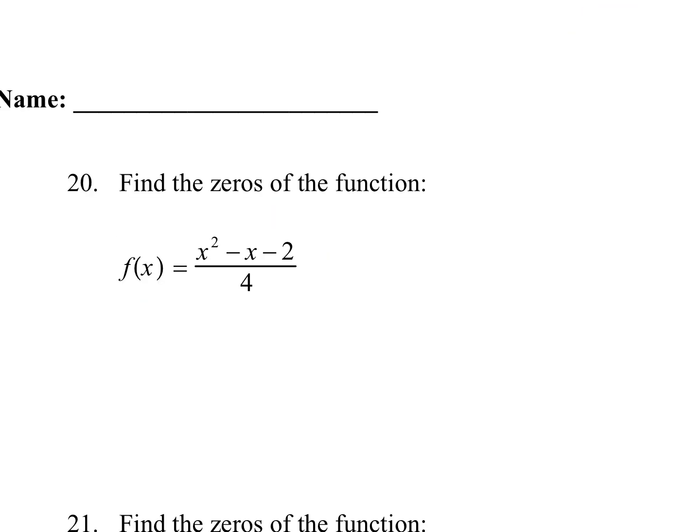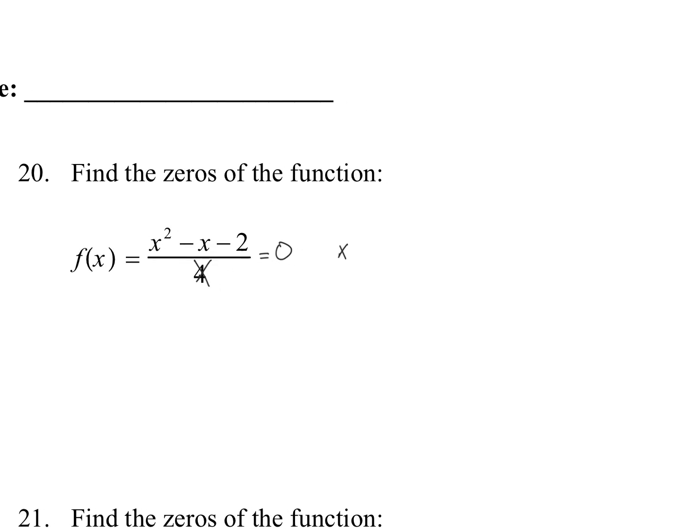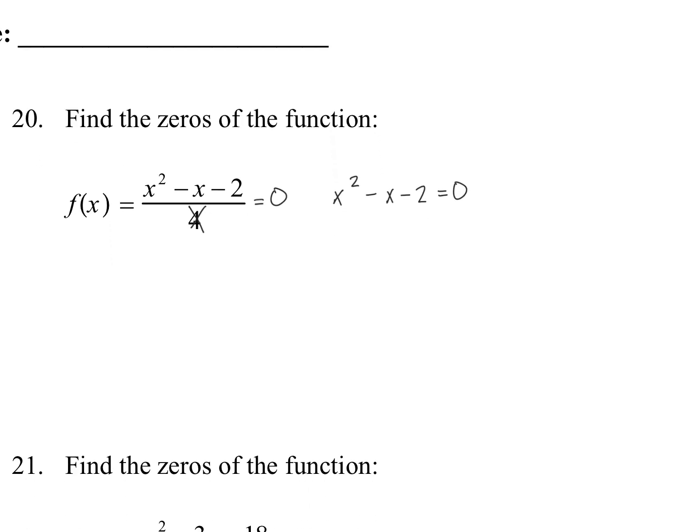All right, looking at this next one, same thing. I'm going to go ahead and set it equal to 0. And we said whenever we have something like this, it looks like a fraction, just go ahead and cancel the bottom out. So I'm going to rewrite it. X squared minus x minus 2 equals 0. And going ahead and solving.